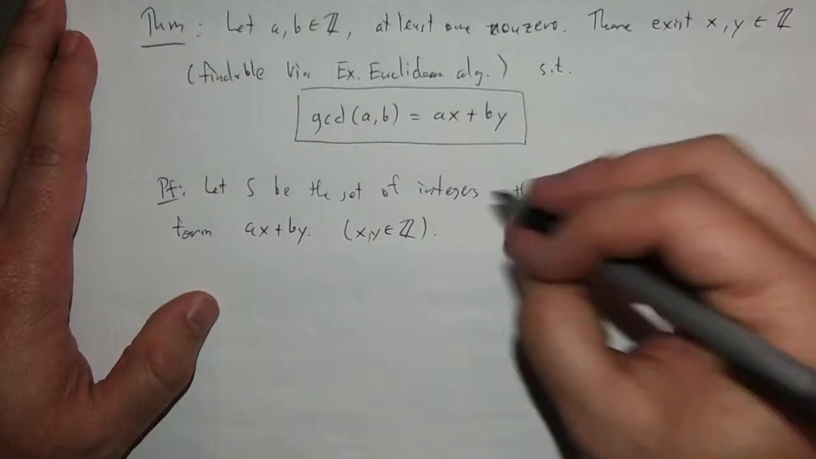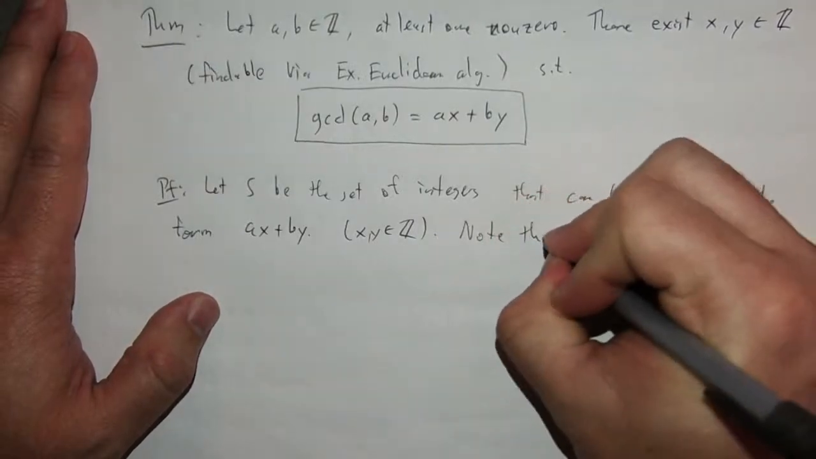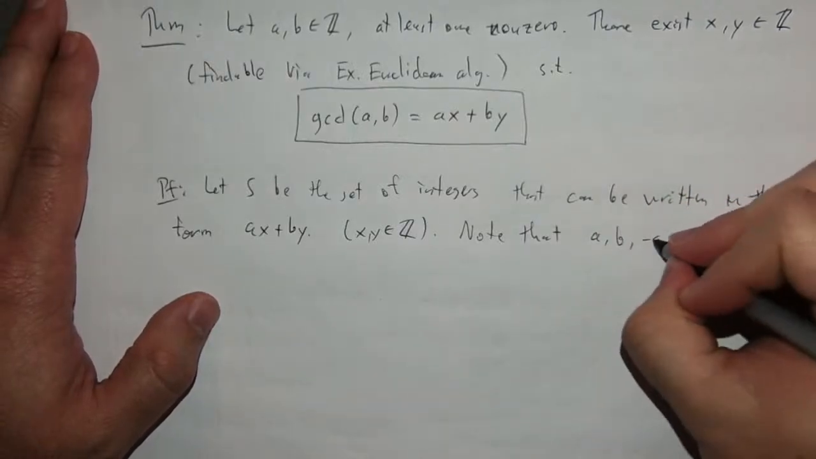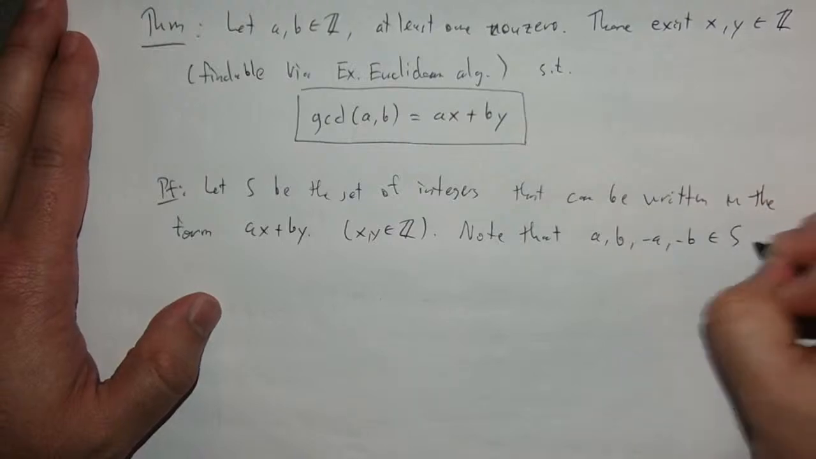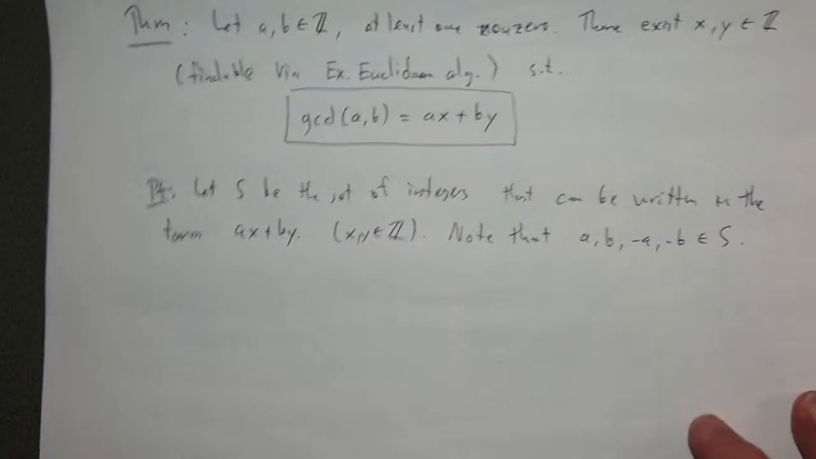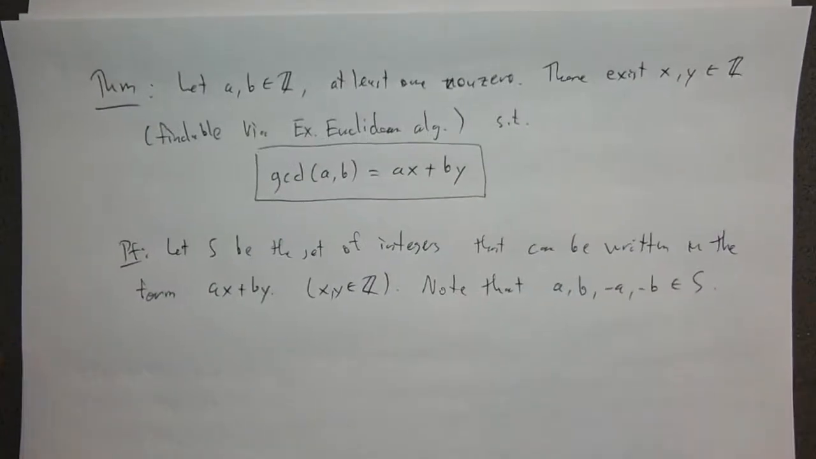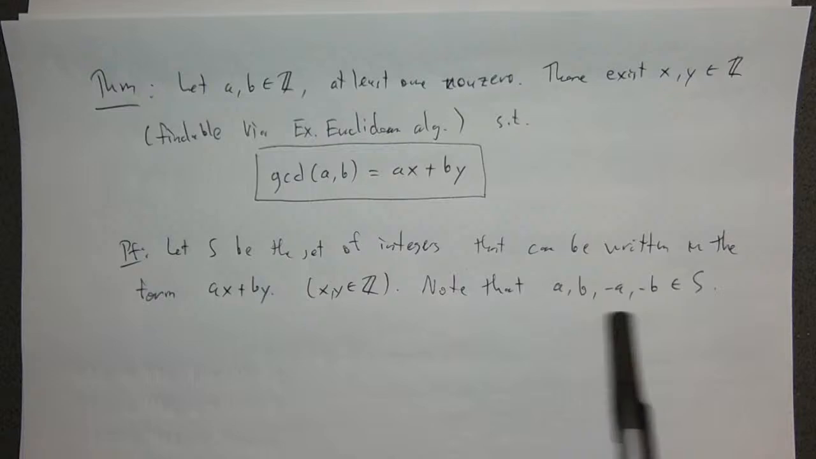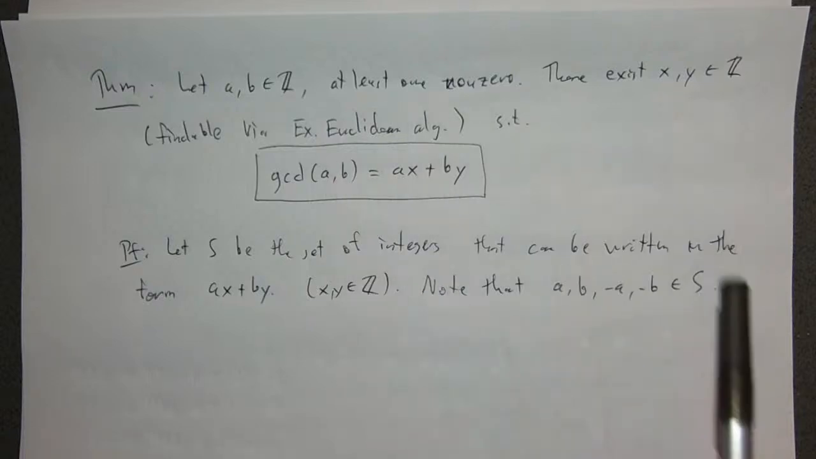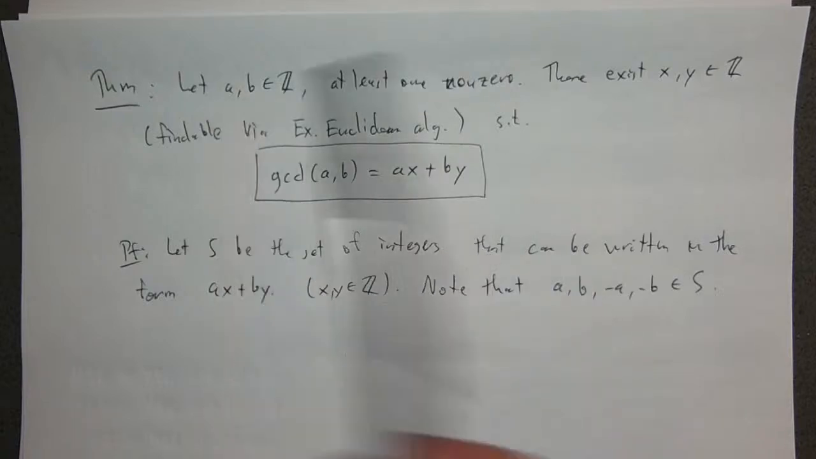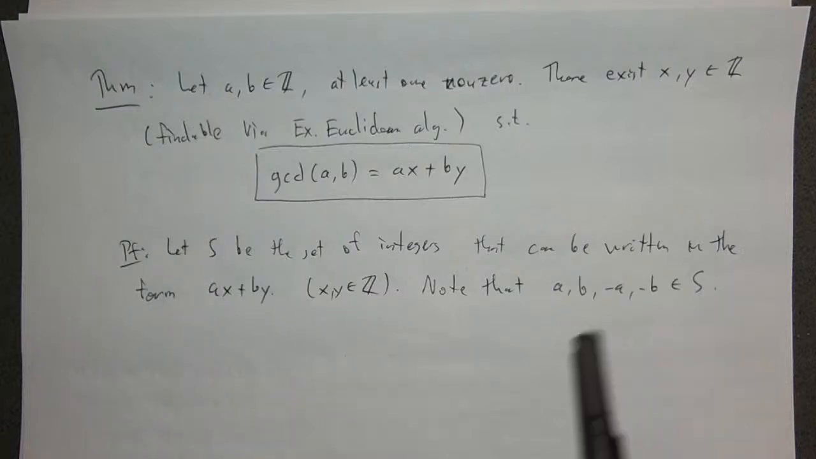So note that, as we saw previously, trivially, A, B, minus A, and minus B all belong to S. All right, so that's a nice thing to note, but why does that matter? Well, what we have done is we've said that A and B, at least one of them is non-zero. So if at least one of them is non-zero, I look at this list and I say, okay, at least one of A and B is non-zero. And let's say that B is the one that's possibly zero, and A is definitely not zero.